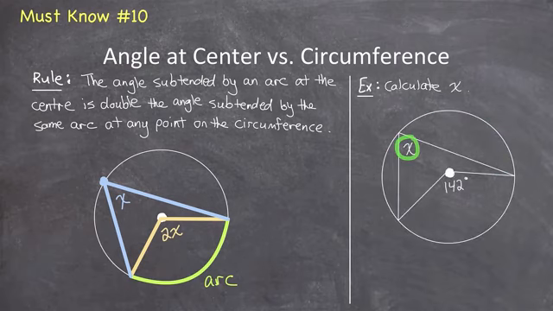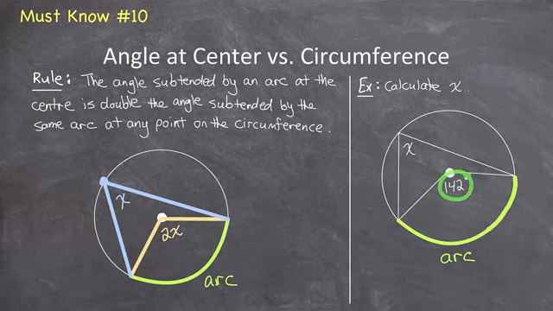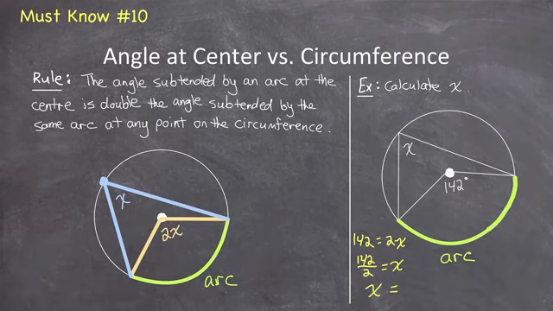And now let's use that relationship to solve this example. Because I noticed that both of these angles are subtended by this same arc, I know that the angle at the center of the circle has to be double the angle that's at the circumference of the circle. So 142 is equal to 2 times x. And then to calculate x, I could just cut 142 in half. And I would figure out that x is equal to 71 degrees.